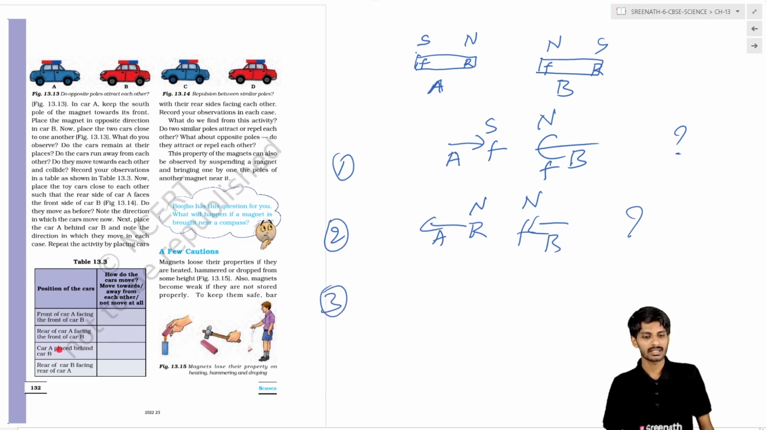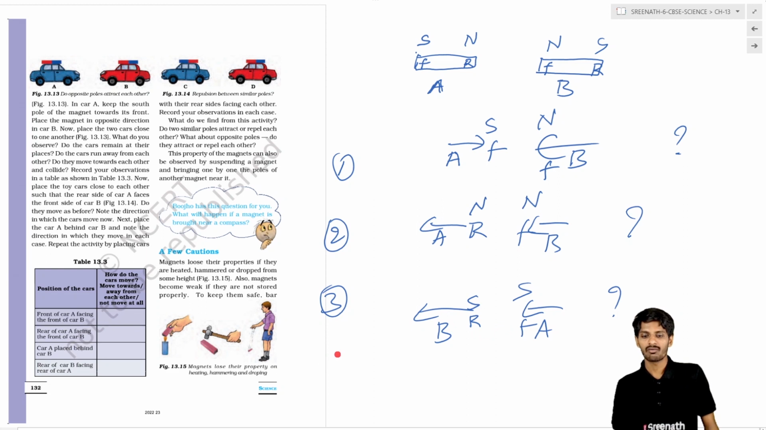Next observation is car A placed behind car B. Suppose it is car B. You have to place car A behind, at the end of car B. This is the rear end, this is the front end. What is the rear end of car B? The rear end of car B is south pole. The front end of car A is south pole. You have to observe again. Take these two cars very near. What happens? They will collide with each other, or they will move far away from each other.